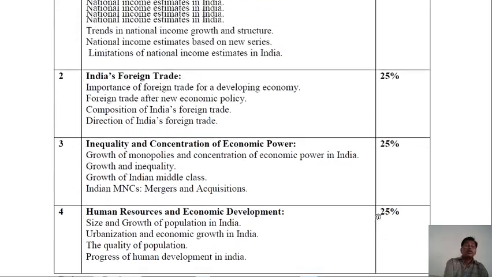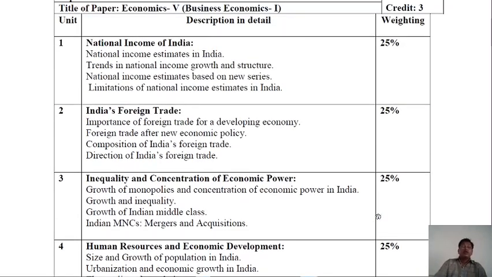So here is the syllabus, unit by unit. Main points of the first unit, national income of India: the national income estimates in India. Here we should remember not the meaning or concept of national income, but how to calculate, how to estimate national income. This is the main focus. The national income estimates in India in pre-independence and post-independence time, the two periods, and how to calculate national income is the main point.